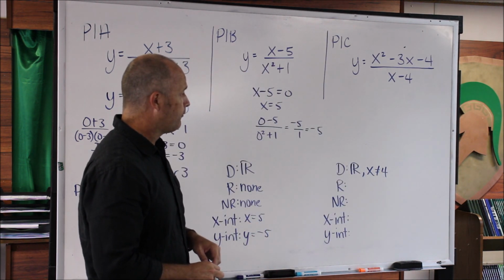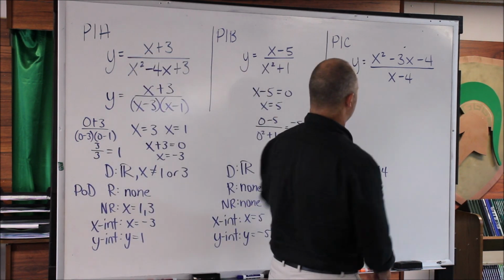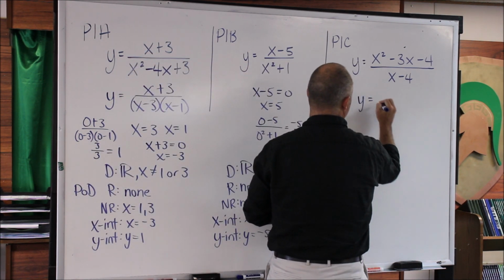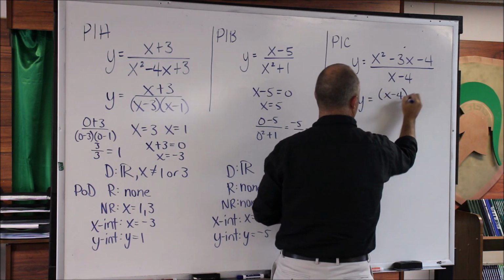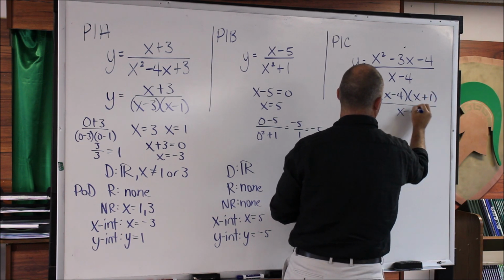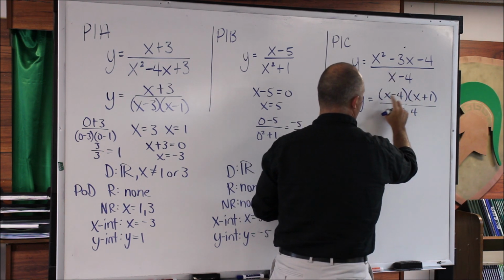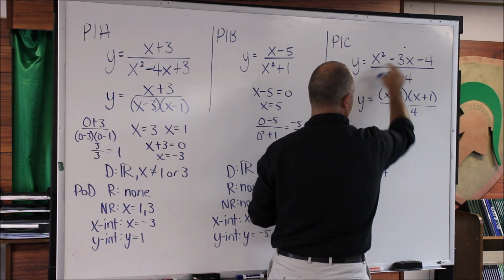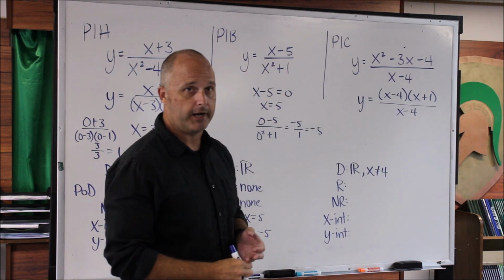Then we're going to look for removable discontinuities. But before we can do that, we've got to factor the numerator. So we get y equals x minus 4 times x plus 1 over x minus 4. So again, just check this real quick. x times x is x squared. 1x, negative 4x gives us negative 3x. Negative 4 times 1 is negative 4. So we know that we've done that correctly.